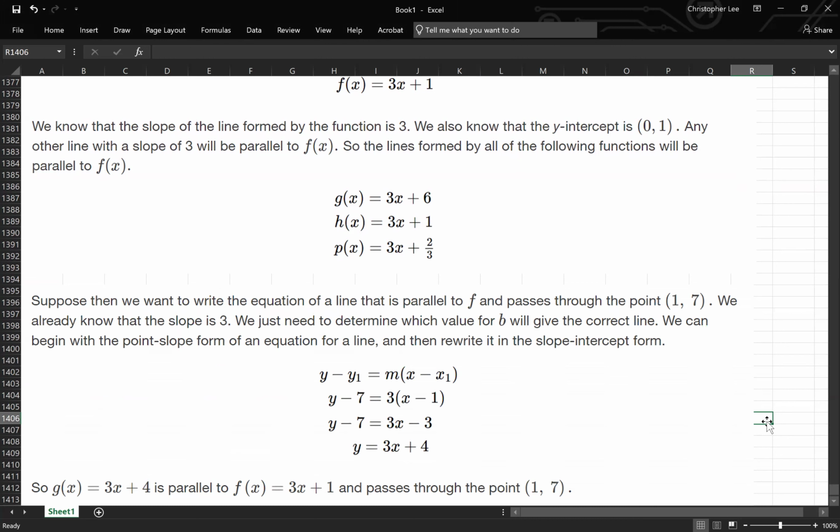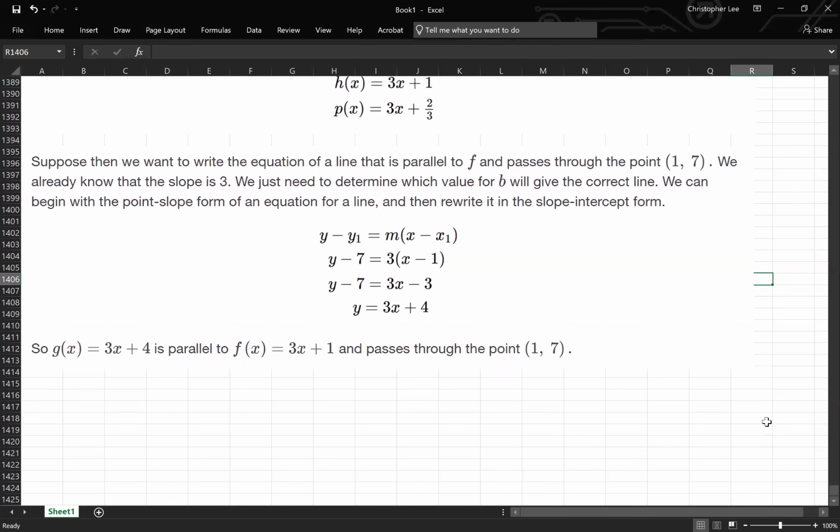We can begin with the point-slope formula of an equation of a line and then write it in slope-intercept form, right? So y minus y1 equals m times x minus x1. I believe this is on your formula sheet, so you don't have to memorize it, right? y minus 7 equals 3 times x minus 1, right? Then we simplify it down to y equals 3x plus 4. So g of x equals 3x plus 4 is parallel to f of x equals 3x plus 1 and passes through the point (1, 7).